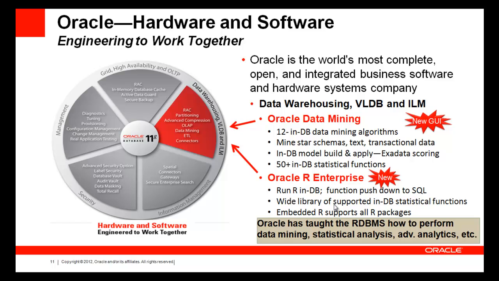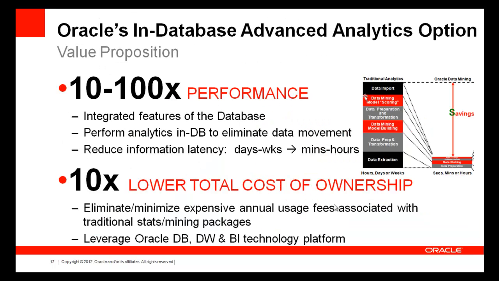So Oracle has really decided to teach the database how to perform data mining, statistical analysis, advanced analytics, and so on. And if you have Exadata, in many cases we've taught those mathematical functions to perform all the way down at the hardware layer. So if you score a predictive model using Oracle Data Mining, it will actually push that predictive model down to the hardware layer, part of the Smart Scan technology on Exadata. And the value proposition is that it gives you a 10 to 100 times performance improvement.